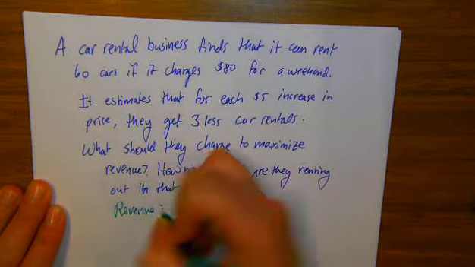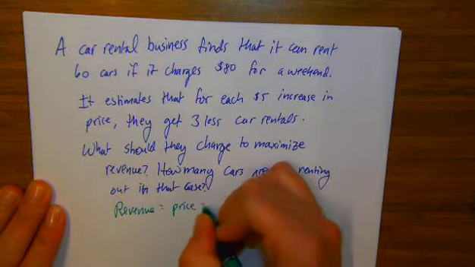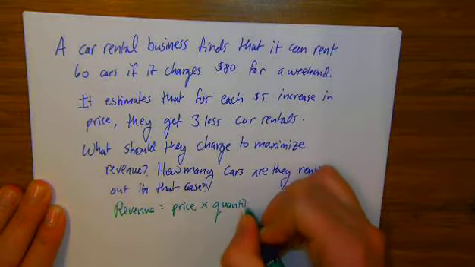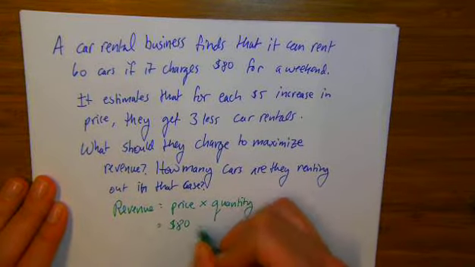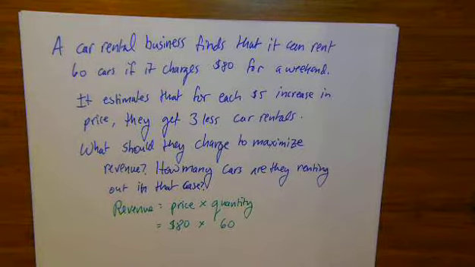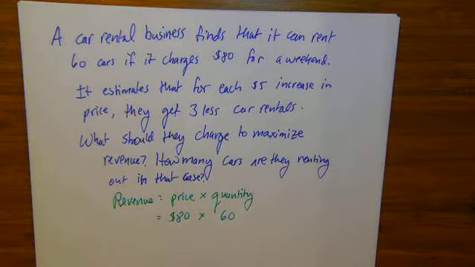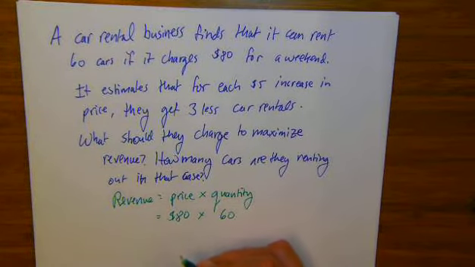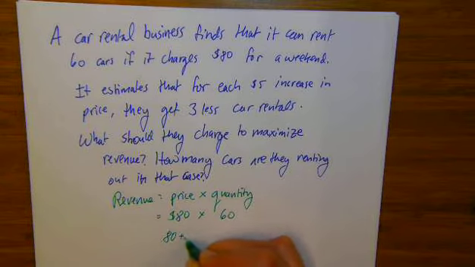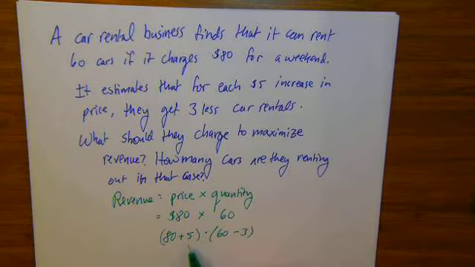If we don't change anything, revenue is price times the quantity that you're selling or the service that you're providing. Right now, if we don't change anything, if I charge $80, we're going to have 60 cars rented out. Okay? What's another relationship we have that we can say? I would say 80 plus 5 equals 60 minus 3. Good. Okay, so if I move up my price one time, I'm gonna get 3 cars less.